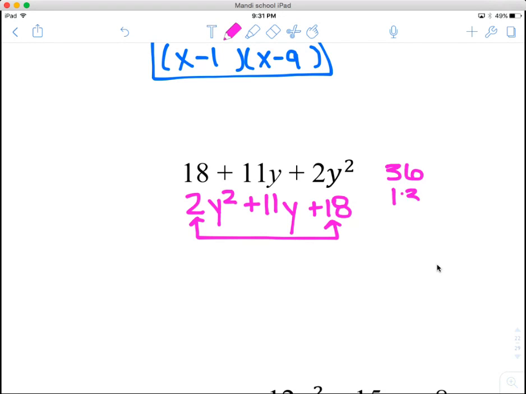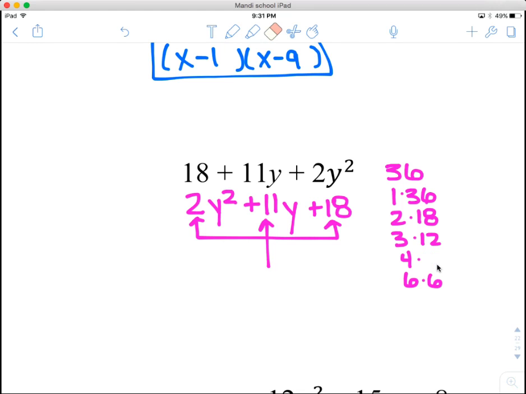There are a few more of these. So 1 times 36, 2 times 18, 3 times 12, 4 times 8, and 6 times 6. Now we need something that together make 11. Well, 36 minus 1, not 18 minus 2. 12 minus 3 is 9. 8 plus 4 takes me to 12. And 6 plus 6 takes me to 12.